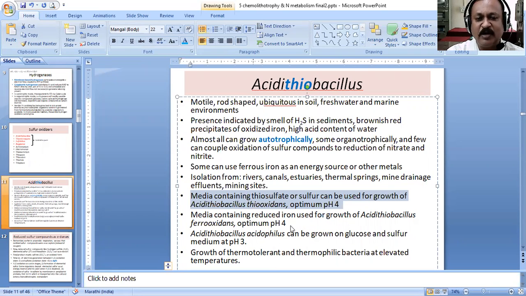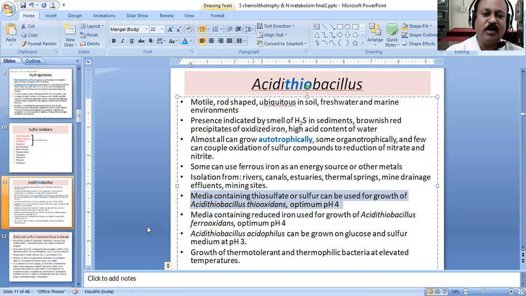Then some of these organisms can also use iron compounds as the source of electrons. Ferrous ion, for example, and an example of such an organism is Acidithiobacillus ferrooxidans. Again, the optimum pH for this organism is pH 4. And if you want to grow these organisms in the laboratory, then you would add ferrous sulfate in your medium so that the ferrous can be oxidized by the organism.